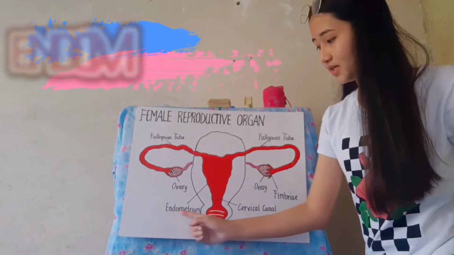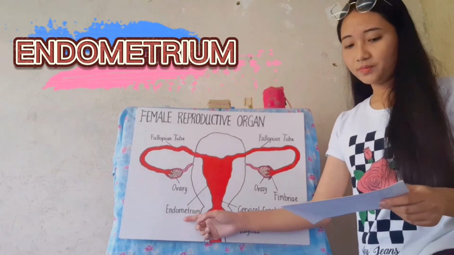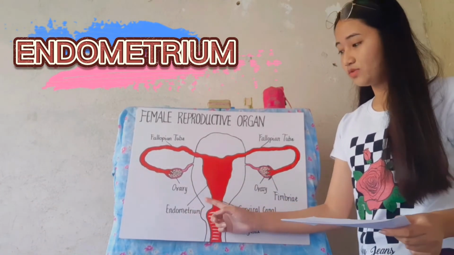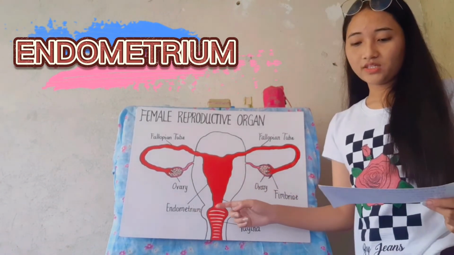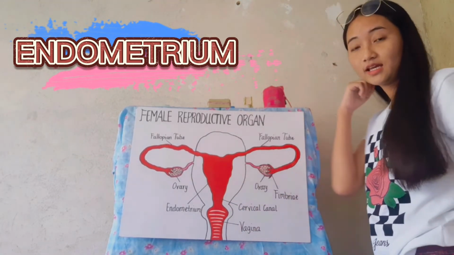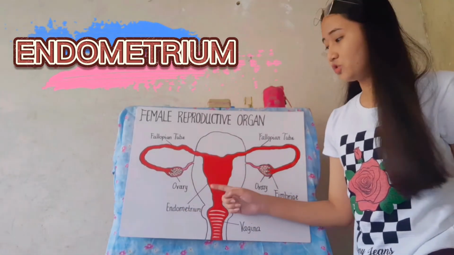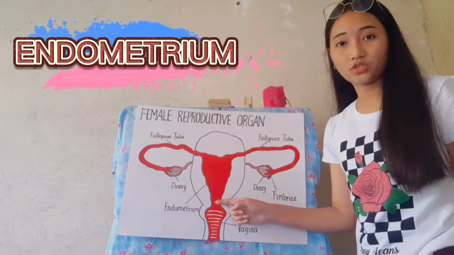Next is the endometrium. This part is called the endometrium. The endometrium is the inner lining of the uterus. Each month, the endometrium thickens and renews itself to prepare for pregnancy. If pregnancy doesn't occur, the endometrium sheds in a process called menstruation.